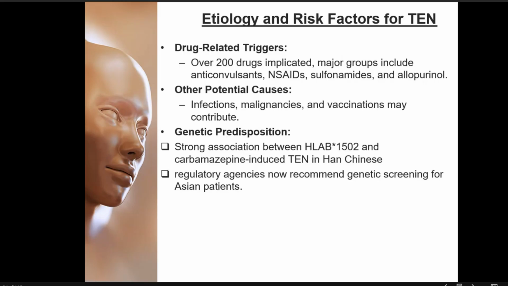Sometimes there are genetic defects, like the strong association between HLA-B*1502 and carbamazepine-induced TEN in the Han Chinese. So nowadays, regulatory agencies recommend genetic screening for Asian patients due to this genetic susceptibility.